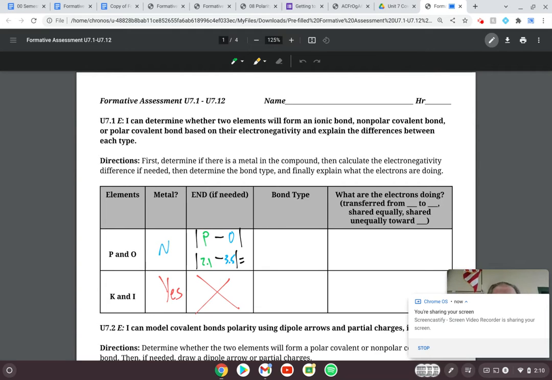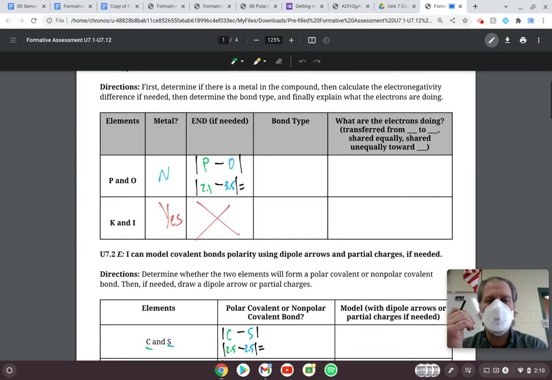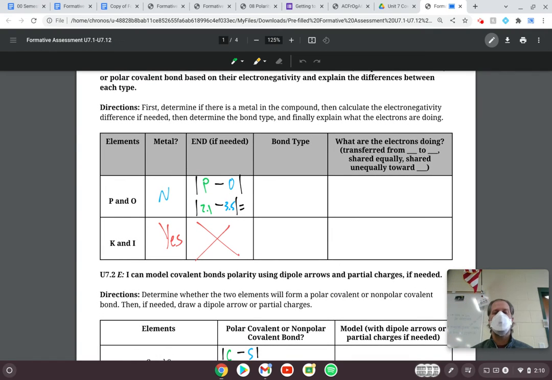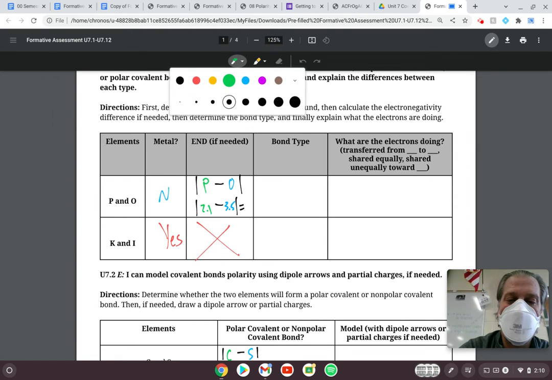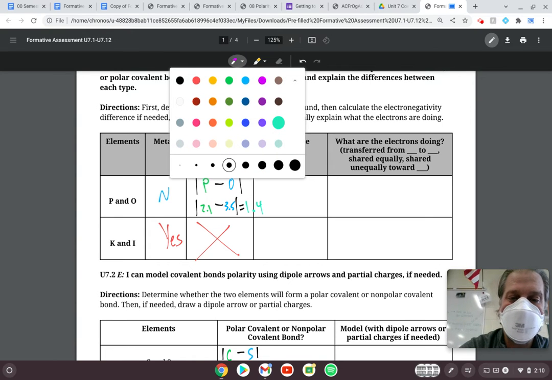Okay, so here's how we're going to go through the answer key to the practice quiz that you guys just took. So the very first set of questions was about identifying bond type and then explaining what happens in those bond types. So in the case of phosphorus and oxygen, is there a metal present? The answer is no. So then you have to go ahead and calculate the electronegativity difference. And in this case, the electronegativity difference ends up being 1.4. That should tell you that it is a covalent bond.